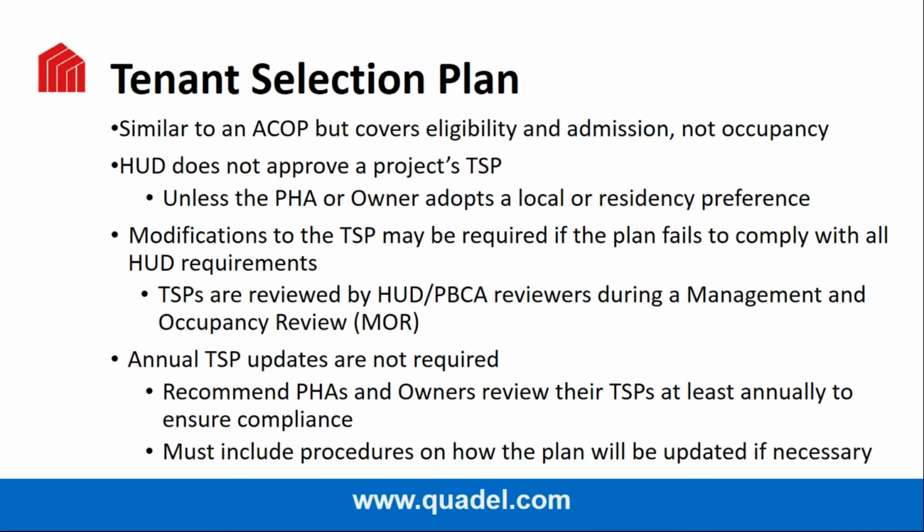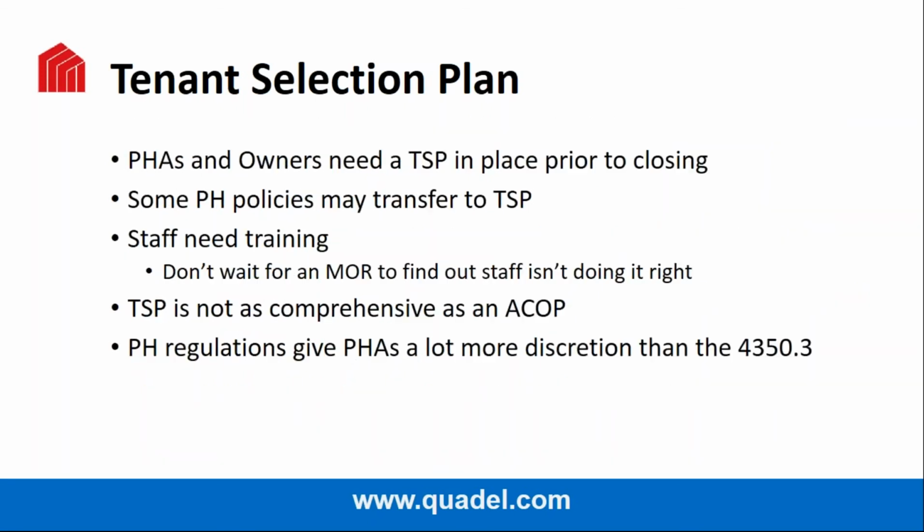The tenant selection plan must also include language on the PHA or owner's procedures on how the owner will review and update the tenant selection plan if necessary. So even though it's not required to receive annual updates, there should be some language in the plan that informs any potential applicant or an existing tenant how the PHA or owner updates the plan in the event it does need to be updated. Lastly, PHA or owner's tenant selection plan must be in place prior to RAD closing.